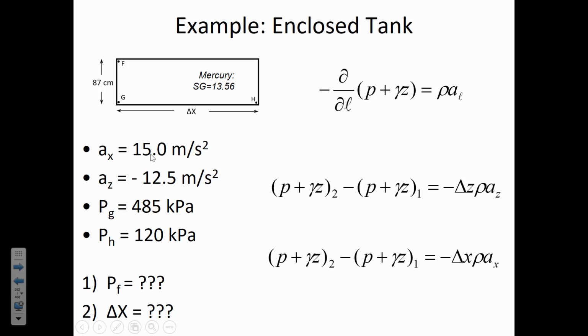So the handout I'm giving you right now has this problem broken up into 2 parts. First of all, we want to find the pressure at location F, which means you're going to consider the acceleration in the vertical. And then secondly, we want to find out the unknown distance between G and H, which means you'll have to consider the horizontal acceleration.